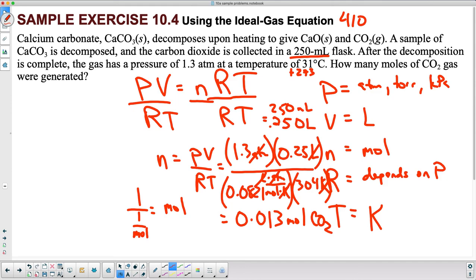Okay, that's a good exercise of how to use PV equals nRT. The toughest part there is definitely figuring out what R value to use and then doing the math to solve for your number of moles. All right, I'm going to stop there, and we'll pick up for the second half.